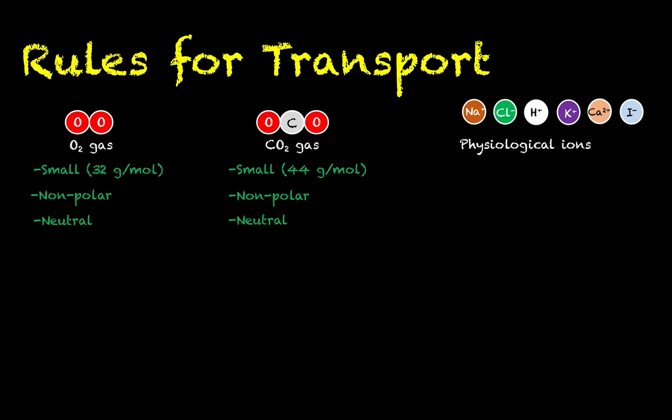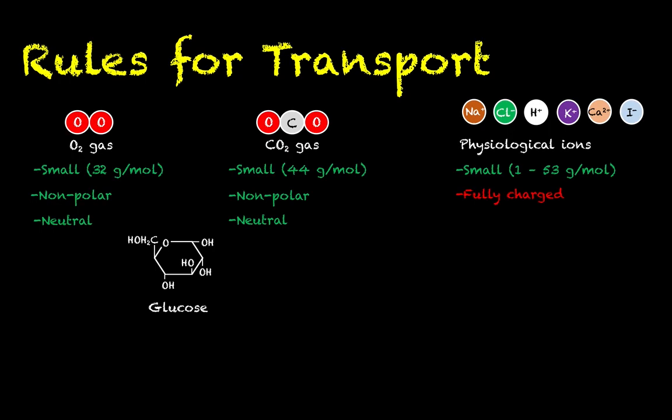If we consider physiological ions that we find in a variety of different bodily fluids, things like sodium and chloride and hydrogen and potassium, calcium and iodide, these all pass the size test because they are very small. In the case of hydrogen, that's about as small as anything is ever going to be, at an atomic weight of 1 gram per mole. But the problem here is that these ions carry full electrical charges.